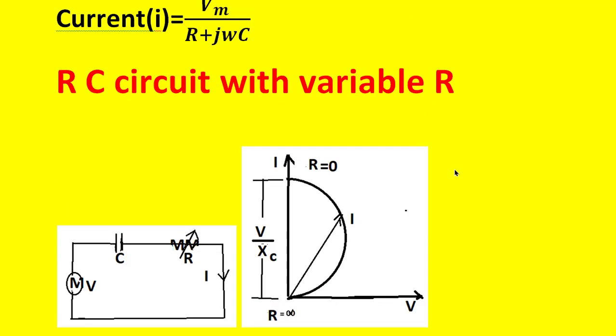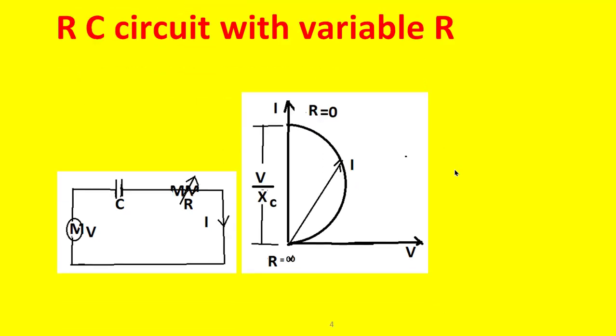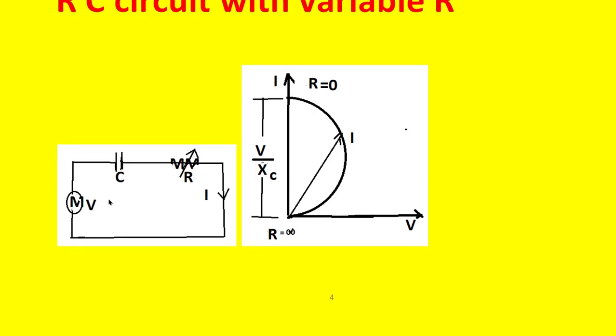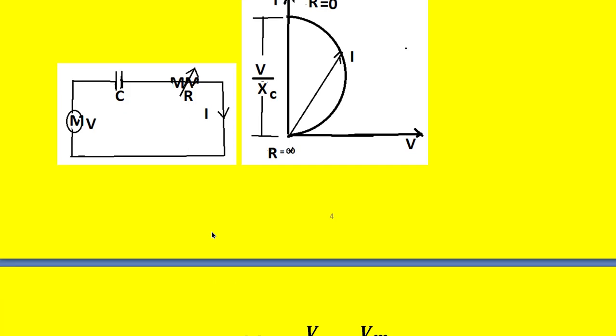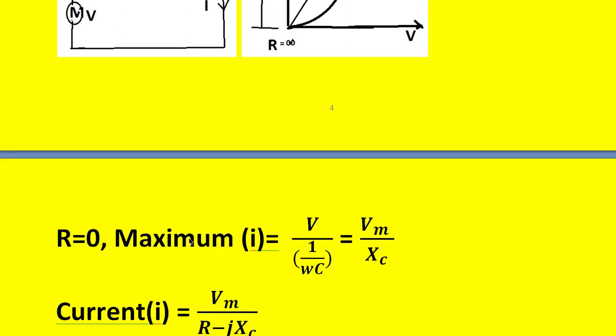So let us see another circuit, an RC circuit with variable resistance. Look at this. This is the applied voltage, this is the capacitor and this is the variable resistor. Here also the first step is to draw the voltage vector and current vector like this. The next step is to make the variable element impedance equal to 0. Then find out the current flowing in the circuit. That will become the maximum current in the circuit.